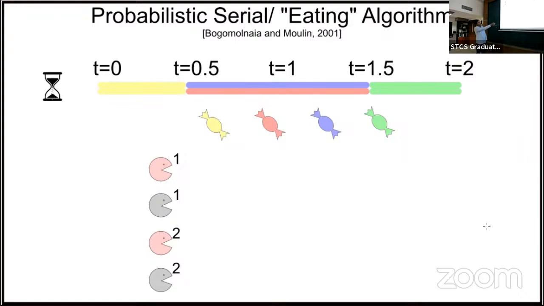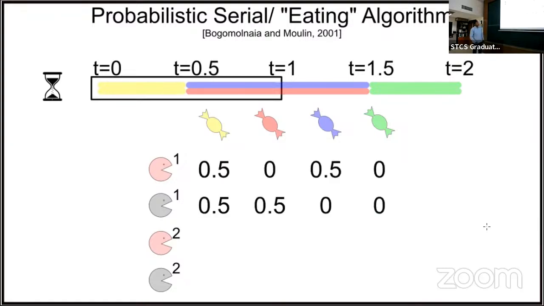The columns of which correspond to the items. What I've done on the rows is that I've created a copy of every agent corresponding to every 1 minute time window. Because my algorithm ran for 2 minutes, I've created 2 copies of the red and 2 copies of the gray agent. And each copy will capture what the agent ate in that time window.